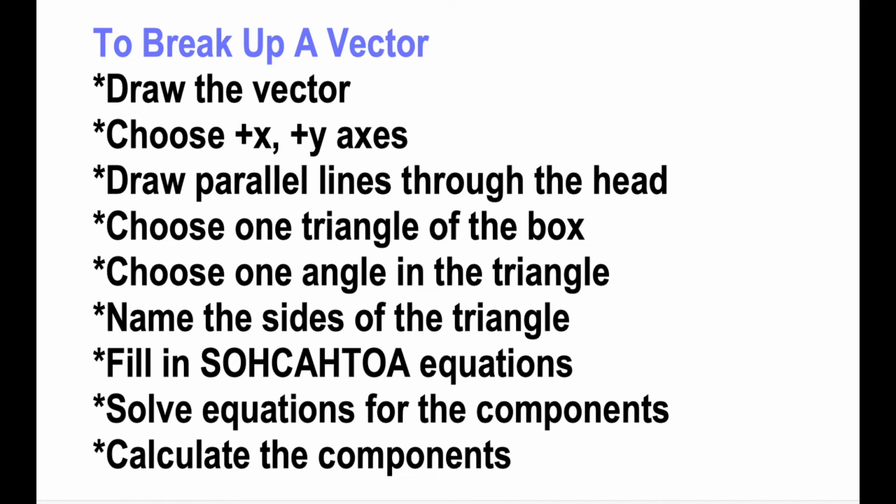To break up a vector, there's a bunch of little steps. We're going to draw the vector, we're going to choose plus x plus y axes, we're going to draw a box, we are going to identify which of the 2 triangles we're going to use, and then which angle we're going to use. We're going to identify the opposite and adjacent, we're going to name the sides of the triangle, we're going to fill in the SOHCAHTOA equations, we're going to solve those equations for the components, and plug it into the calculator. We only choose the xy axes once, and the rest of the steps we're going to do for each vector involved. Okay, here we go.